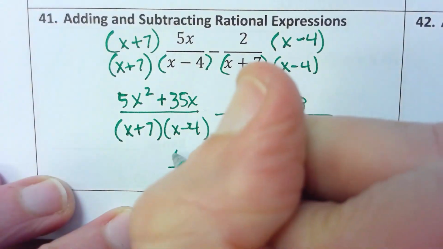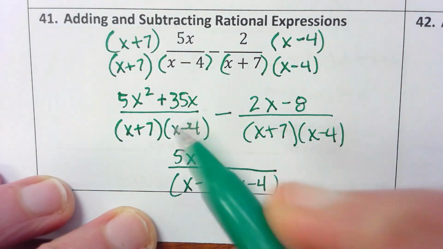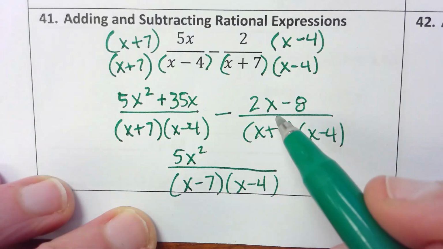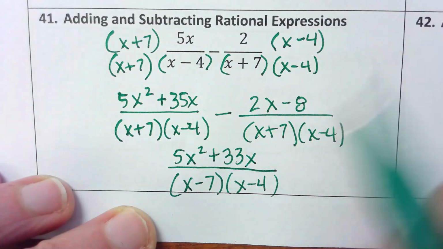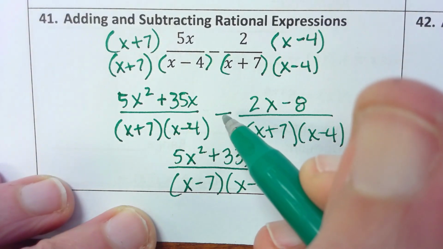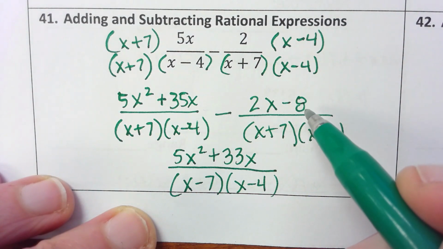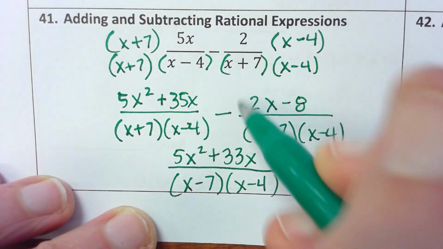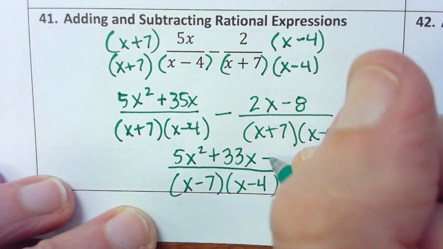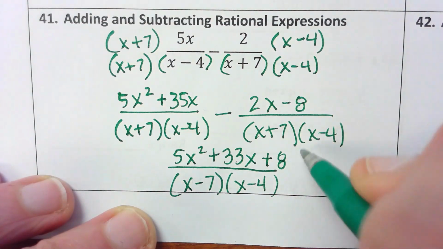Subtraction is a little bit harder because when you go to combine those like terms, it's 35x minus 2x, so that's 33x. But it's also minus negative 8. We have to distribute that, minus negative 8. We're subtracting this whole expression here, so that becomes plus 8. That's good.